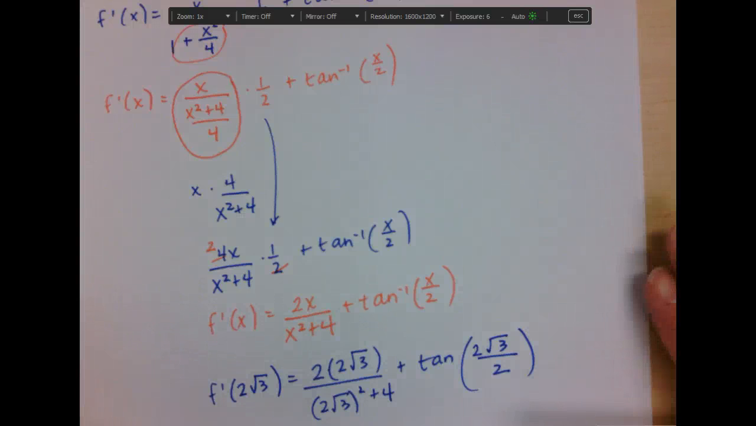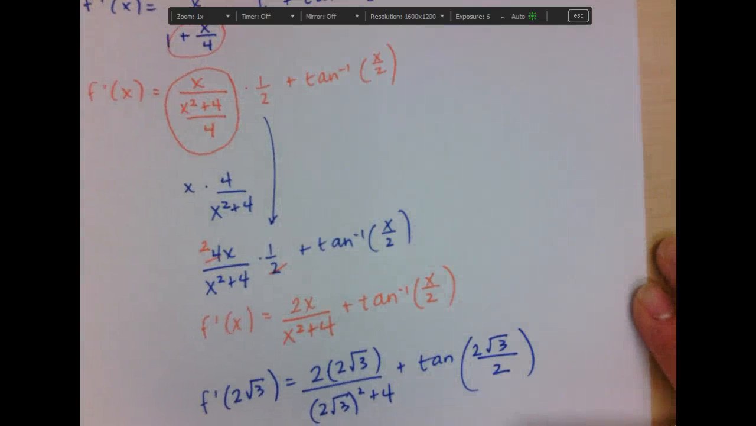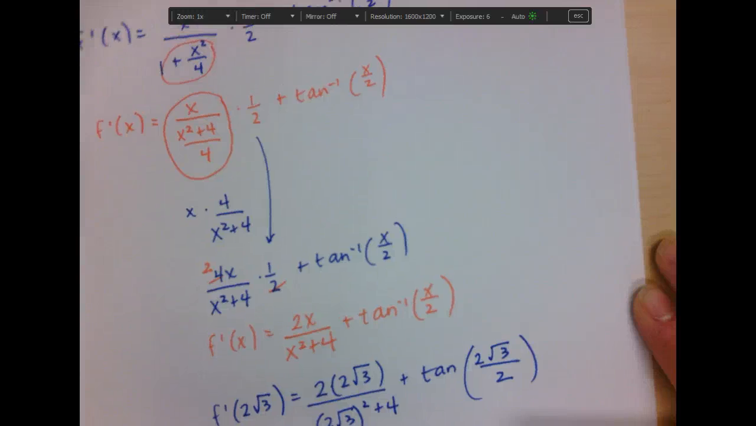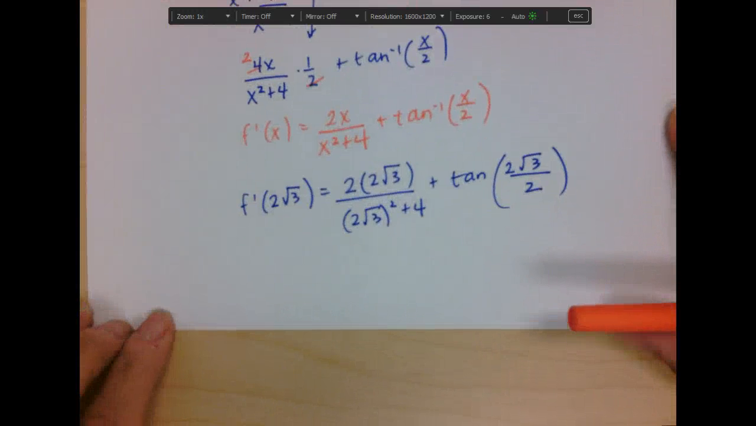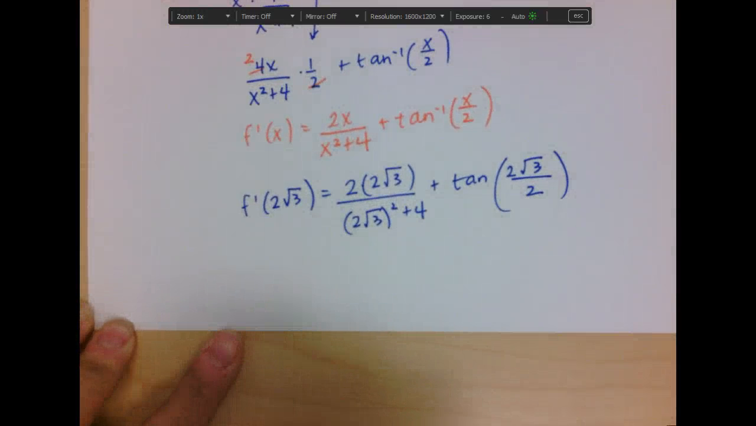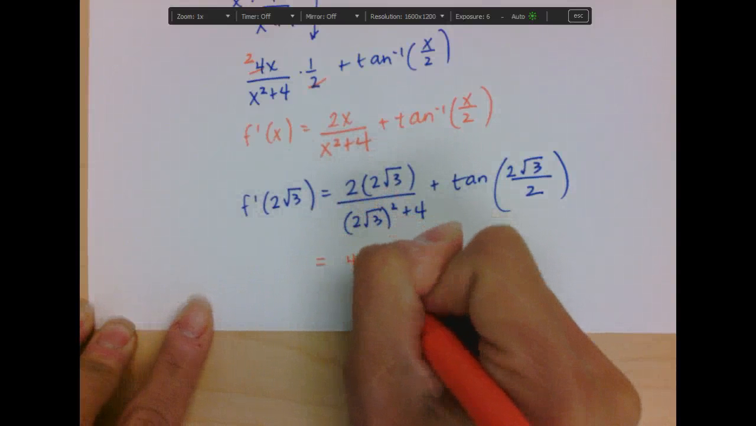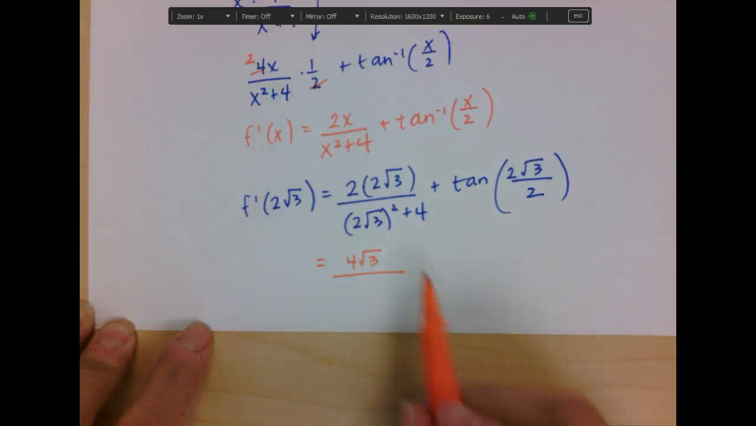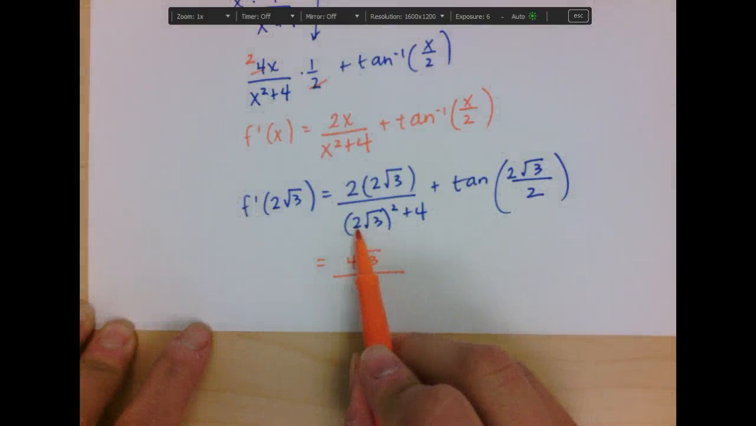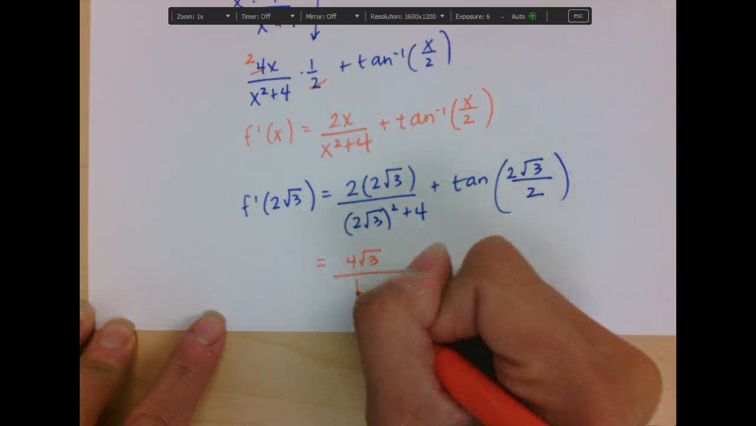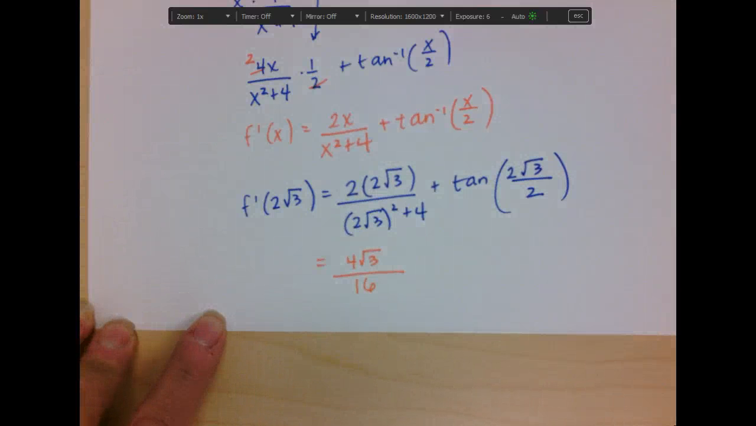And I'm already running out of paper on this one. I think I'm writing too large. Keep on going here. 2 times 2 root 3 is 4 root 3. On the bottom, if I square this, I'll get 4 times 3, which is 12, plus 4, which is 16.